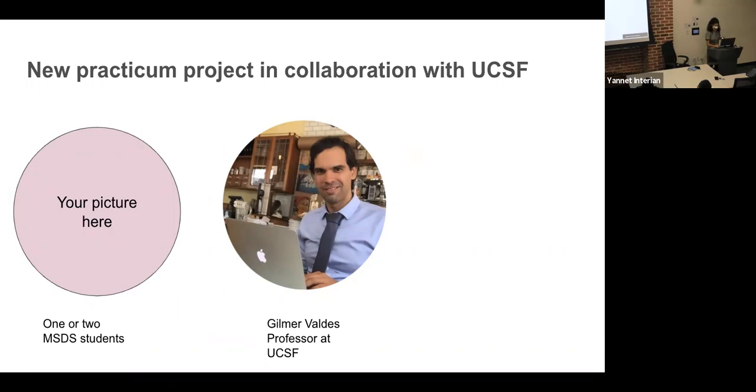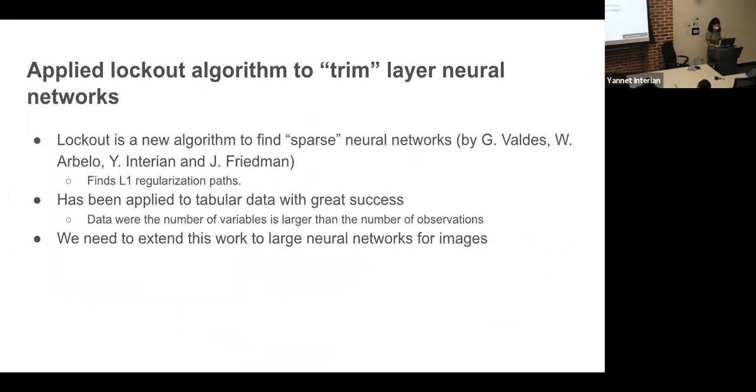So, what we have for this year is that recently we had a paper in which we look at this algorithm called the lockdown algorithm. And the idea is to prune neural networks. So instead of pruning the way I told you before, you make a network more sparse. So it's a bit different to what we have been doing this way.